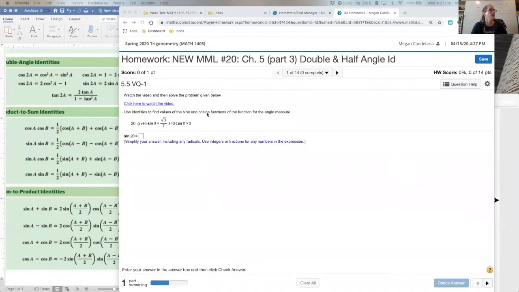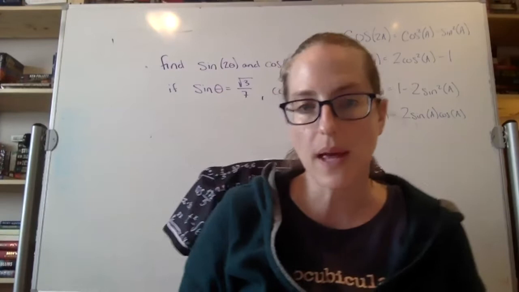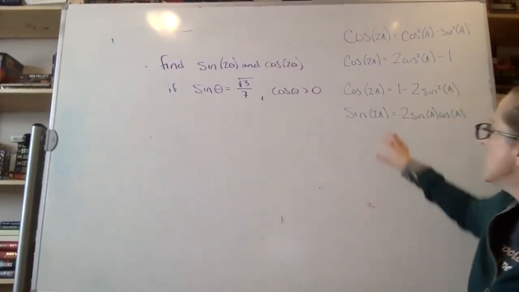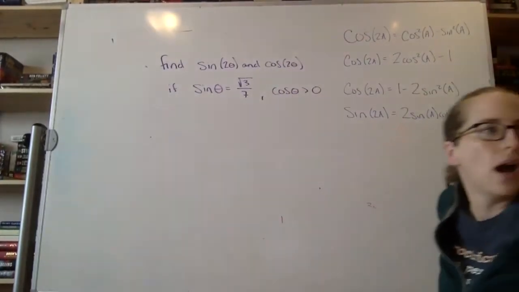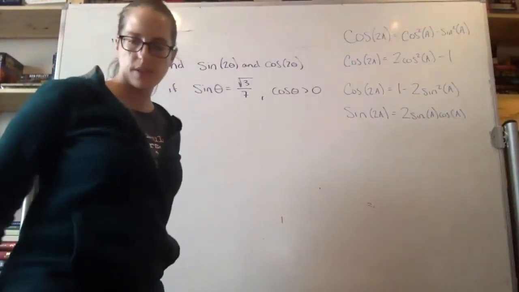Okay, all right, so we're going to start with this one. Use the identities to find the values of sine and cosine of 2 theta if sine of theta is equal to square root of 3 over 7 and cosine of theta is bigger than 0. Okay, so to start with, I've written this problem up on the board, and I've also written up our double angle formulas. Okay, so that's what we're going to use to try and solve this problem.